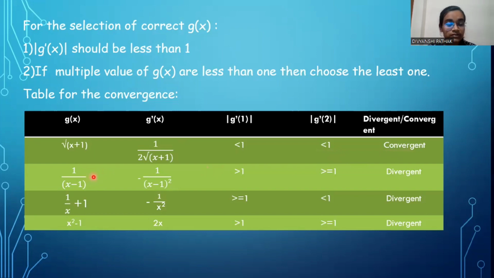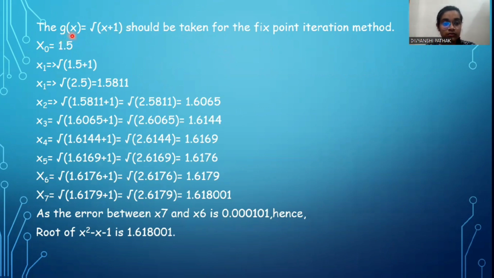And for the next g of x, 1 upon x minus 1, if we substitute 1, its value will be greater than 1. And if we substitute 2, it will be greater than or equal to 1. Now, this is the case of divergence, in which the value is greater than or equal to 1. The third case as well is divergent, because one value is greater than or equal to 1 and another is less than 1. So the case of convergence only occurs when the value of the function for both points is less than 1. We have chosen g of x as square root of x plus 1 for the fixed point iteration method.